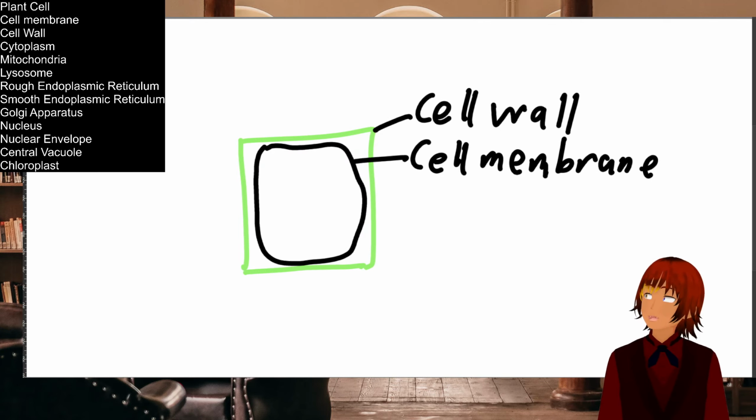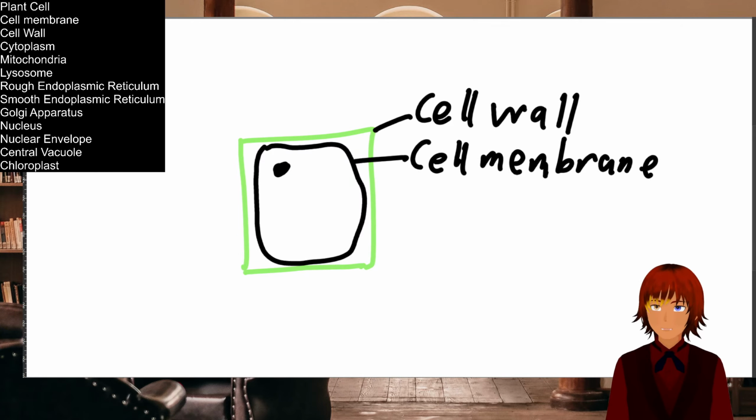Alright. So plant cells have pretty much all the same organelles as animal cells. They still have cytoplasm, mitochondria, lysosomes, rough and smooth ERs, Golgis, nucleus, which you can typically see. But they do have a few unique features. So there's the cell wall. They also have a large central vacuole, which I'll represent in blue, like so.